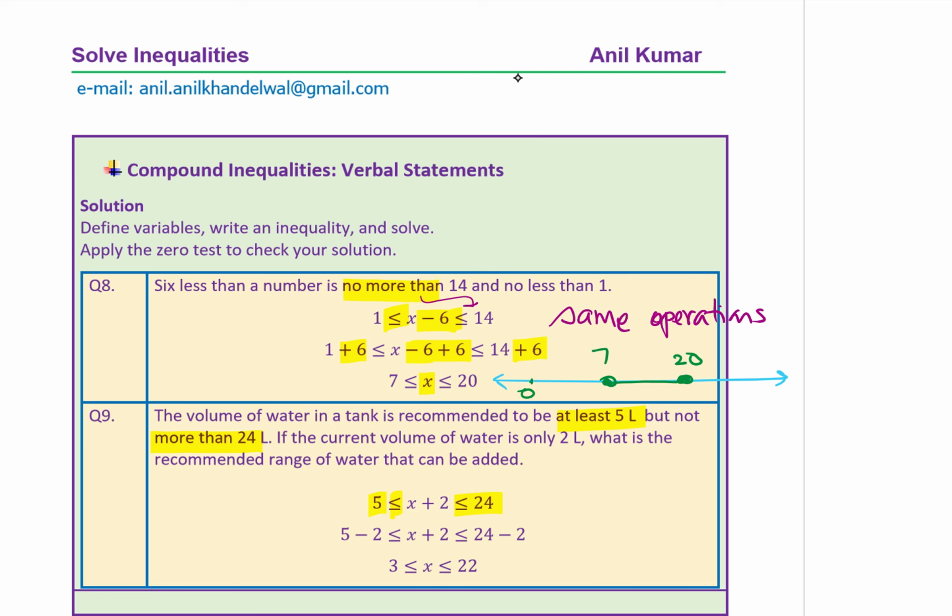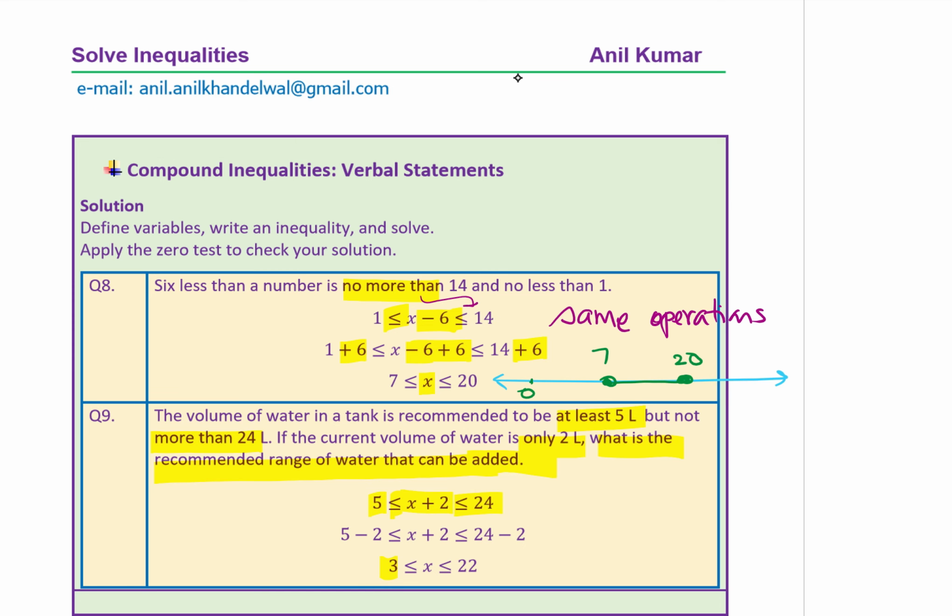If the current volume of the water is only 2 liters, what is the recommended range of water that can be added? Added to 2, right? So x plus 2. Very tricky question. Added to 2. 2 is already there. 2 liters of water is already there in the tank. If you want to make it 5, you have to add 3 liters, and that is the part of the solution. You see that? That is how we have to solve the inequality.